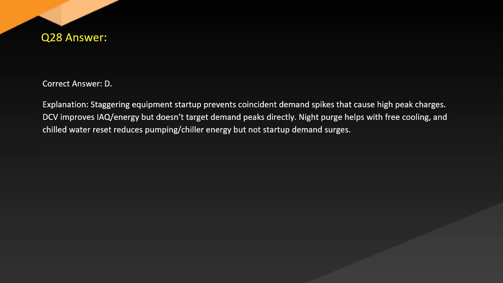Answer. Correct answer: D. Explanation. Staggering equipment startup prevents coincident demand spikes that cause high peak charges. DCV improves energy use but doesn't target demand peaks directly. Night purge helps with free cooling, and chilled water reset reduces pumping and chiller energy but not startup demand surges.